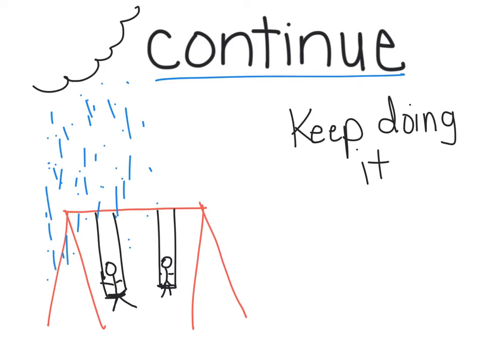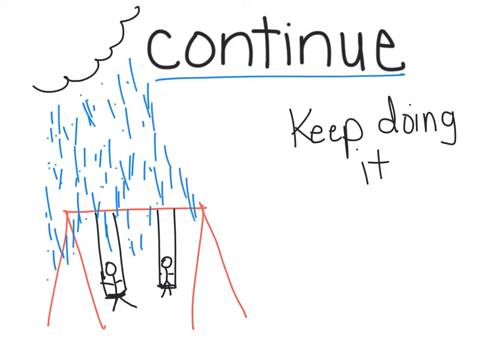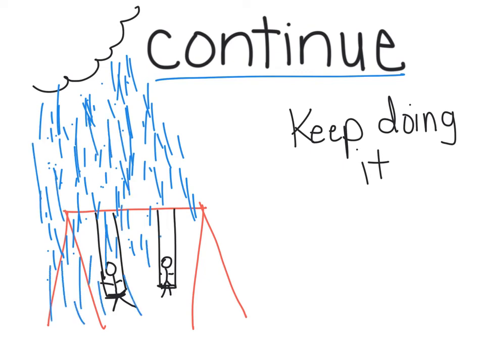Once it starts to rain, you are most likely going to get very wet. You cannot keep playing when it's raining. You have to stop. If you continue, you're probably going to get soaked and all of your clothes will be soaking wet. To continue means to keep doing it.